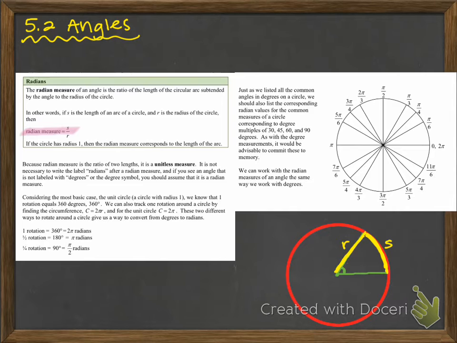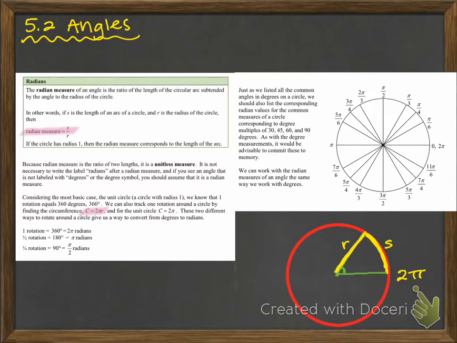So just to know, a circle consists of 2 pi radians. Let me write that. Just like a circle consists of 360 degrees, it consists of 2 pi radians. And this is because the circumference of a circle is 2 times pi times your radius, and on a unit circle, our radius is equal to 1. So our unit circle consists of 2 pi radians.